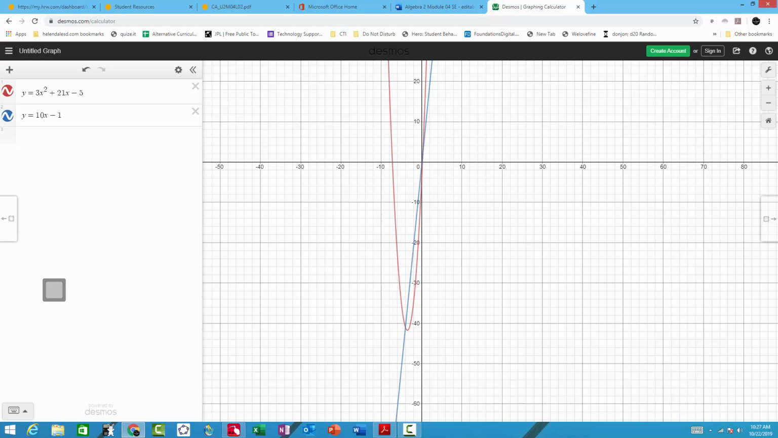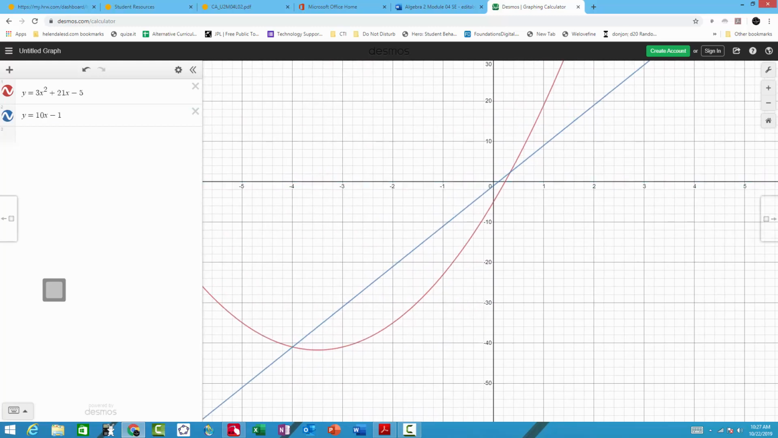Okay. Lines in blue, parabolas in red. Where do they cross at? So I'm gonna have to zoom in on that one. But -4, -41 is one of the places that they cross at. And here I don't know which one's the cross, so let me take a look at it. Okay, right there, 1/3, 2 1/3. So that's what we are finding. Okay. That's the process for the most part.